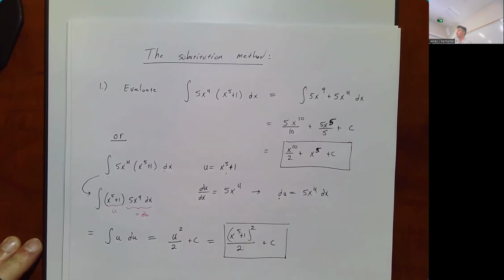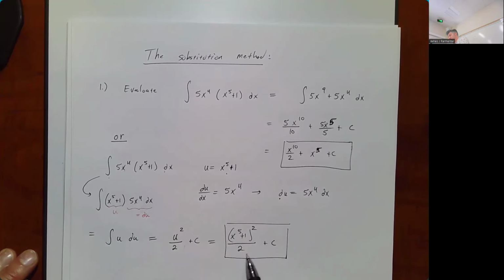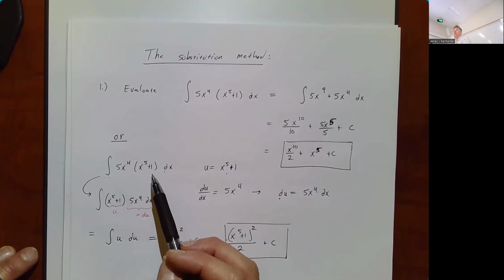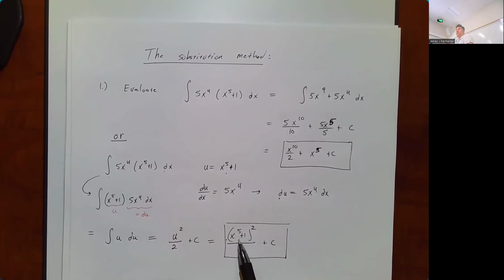A couple of things. If you took the derivative of this, you should get back to there. But what I really want to point out is when you take the derivative of this, you get 2 times (x to the 5th plus 1) to the first, and then you multiply by the derivative of the inside, which is 5x to the 4th. So when we're trying to identify u, we're trying to identify kind of the inside part of the thing that we would eventually have to take the derivative of.